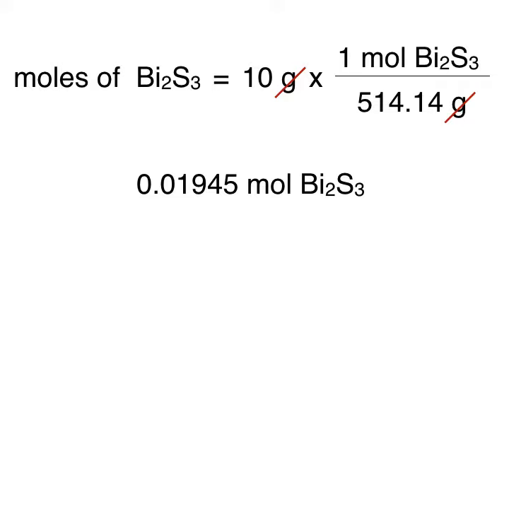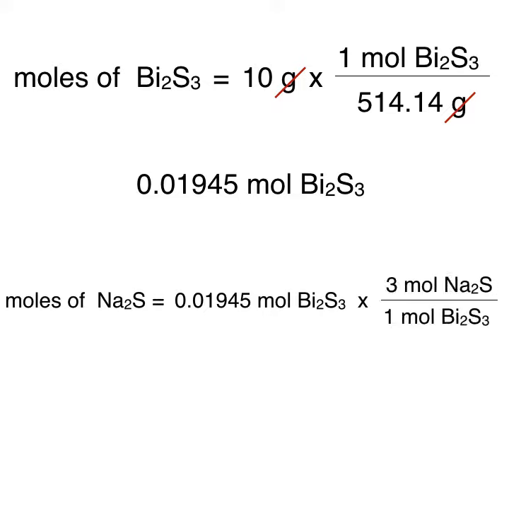We can now use this to determine how many moles of sodium sulfide was used. We can write that the moles of sodium sulfide is equal to the number of moles of bismuth sulfide, 0.01945, multiplied by the molar ratio 3/1 from the reaction equation. Performing this calculation, the moles of bismuth sulfide cancel out, and we're left with 0.05835 moles of sodium sulfide that was involved in the reaction.